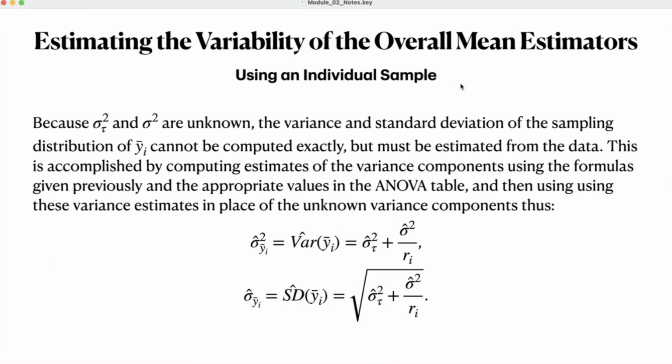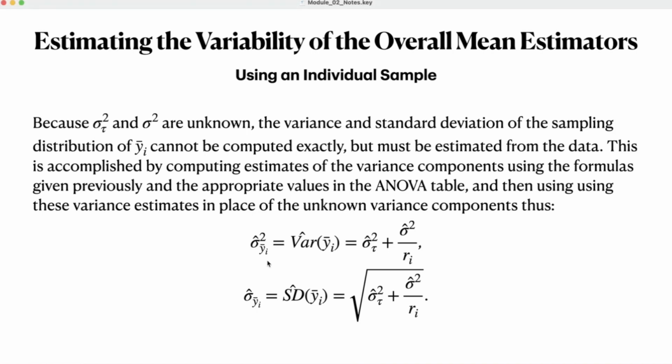Now the problem is that we don't know the variance components for these random variables. We don't know sigma squared sub tau, we don't know sigma squared. And so we're not able to calculate those variances and standard deviations exactly. So what we need to do is estimate those variances and standard deviations from the data. Because these are unknown, the variance and standard deviation of the sampling distribution of y bar sub I cannot be computed exactly, but must be estimated from the data. This is accomplished by computing estimates of the variance components using the formulas we talked about just a few minutes ago, and the appropriate values in the ANOVA table, and then using those variance estimates in place of the unknown variance components in the formulas we just looked at.